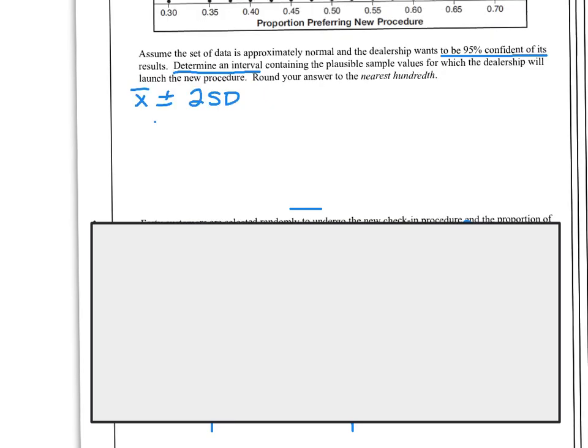So the mean, if you look at the top, is 0.506. So I'm going to plug in 0.506 plus or minus 2 times the standard deviation, which is 0.078. So we're going to do 0.506 plus or minus. We're going to double that standard deviation, which is 0.156.